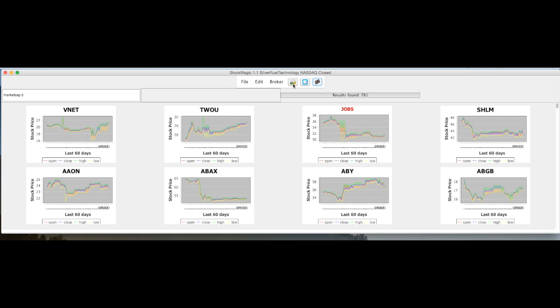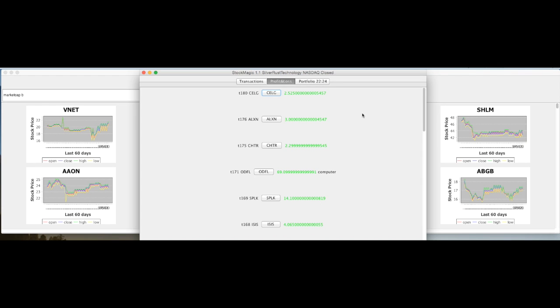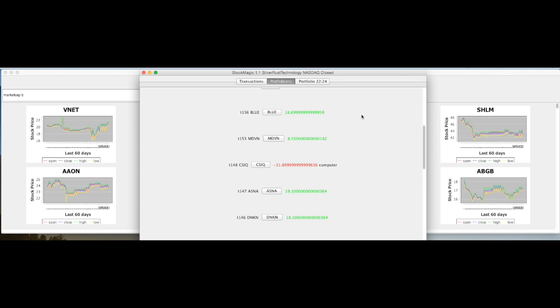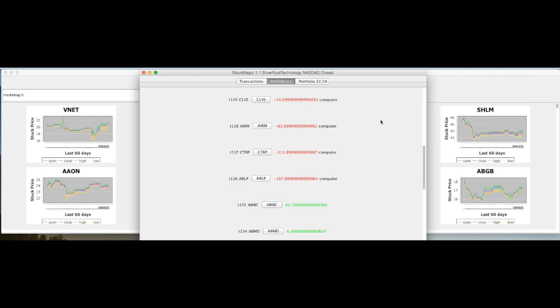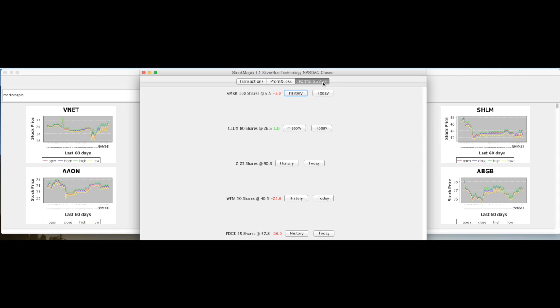So StockMagic also has a paper trading tool where you can buy and sell stock in real time, and the data is within 60 seconds of live. You can see your profit and loss, so you can easily see what you made money on, what you didn't. So it's very, very quick.